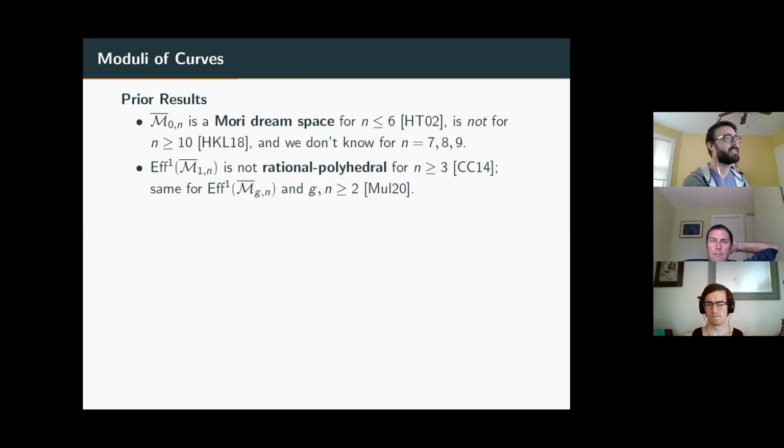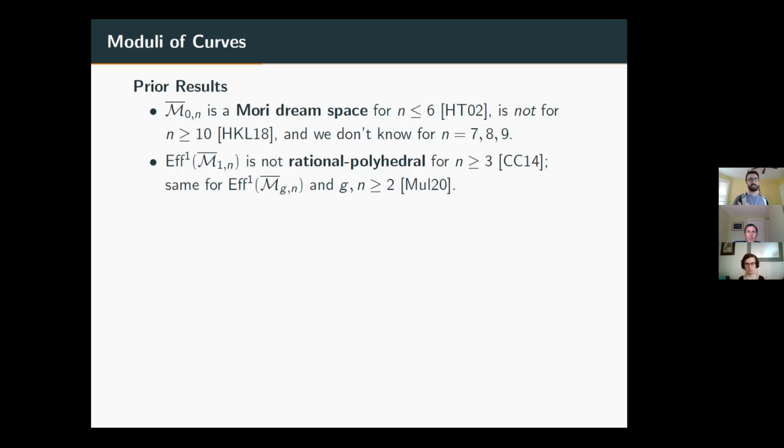Oh, got it. So 7, 8, and 9. Great question. For one thing, you can show that if you know M_{0,n} bar is not a Mori dream space, then for every n above that you also know it fails, using the forgetful morphisms. Basically, if M_{0,10} fails, then so does M_{0,11}, and so on. But you don't know the opposite, of course. If it works for 6, you don't know that it works for 7.